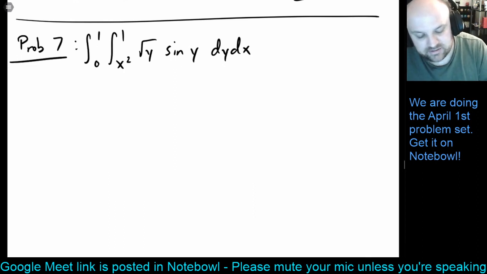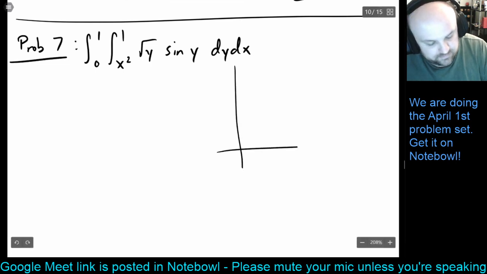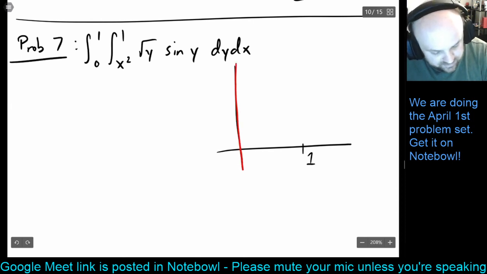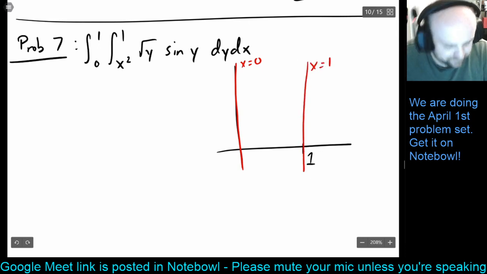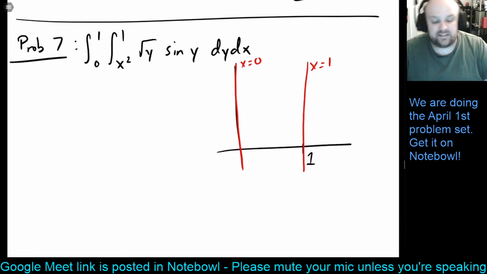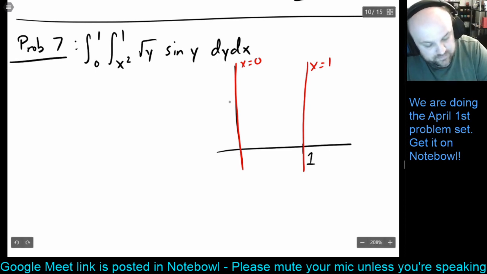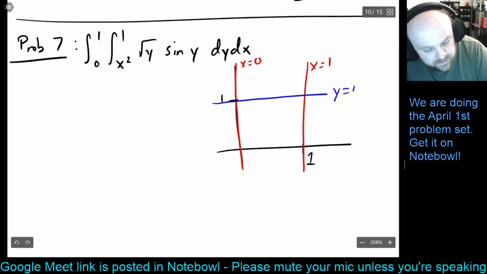Here I know x only goes between 0 and 1 again, so I'm going to worry about the first quadrant. Here, x equals 0, x equals 1. All right, so again, the outside numbers are for x, and the inside bounds are for y. So I'm going to graph y equals 1. And this time, y equals x squared.